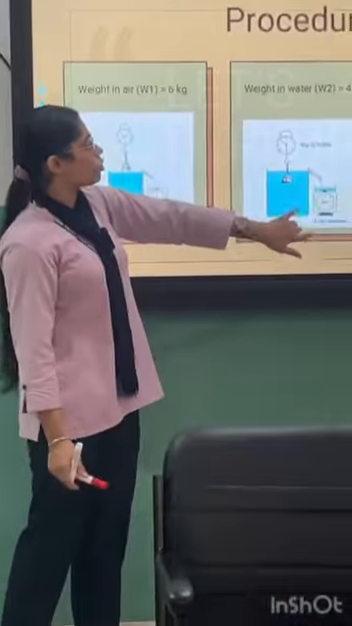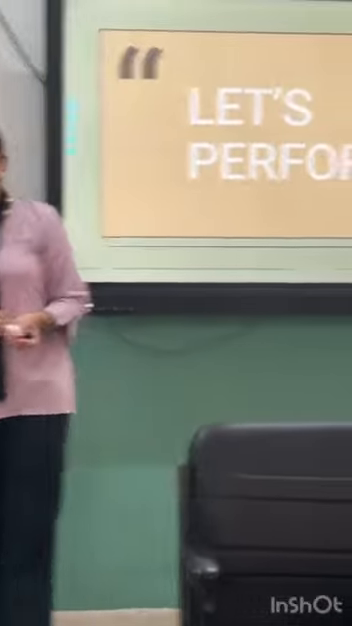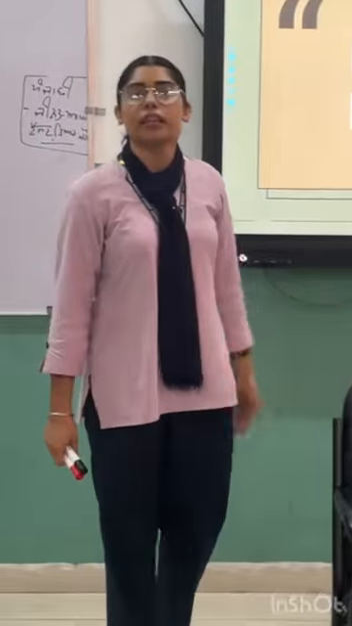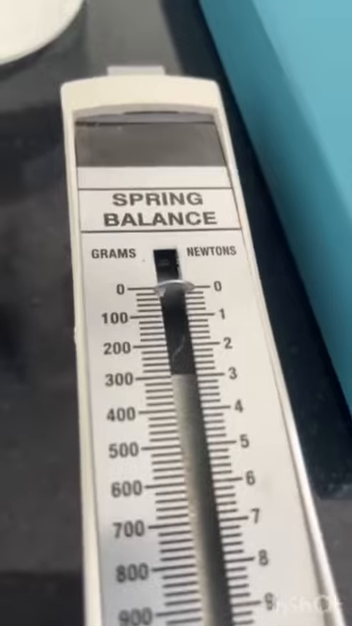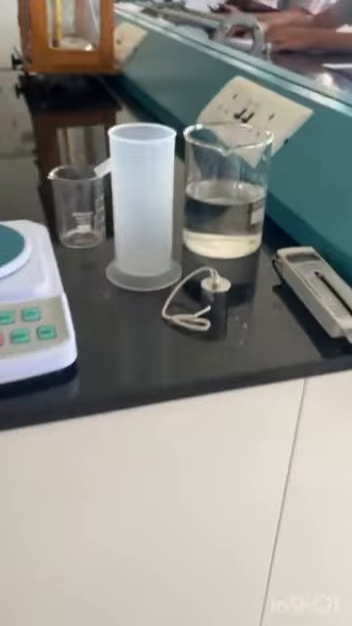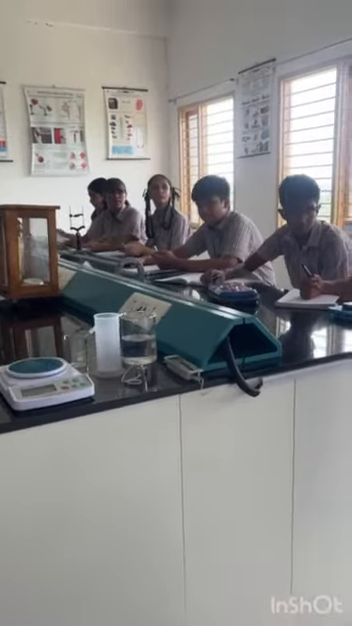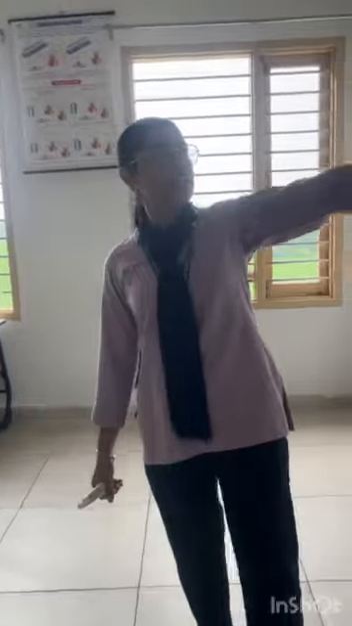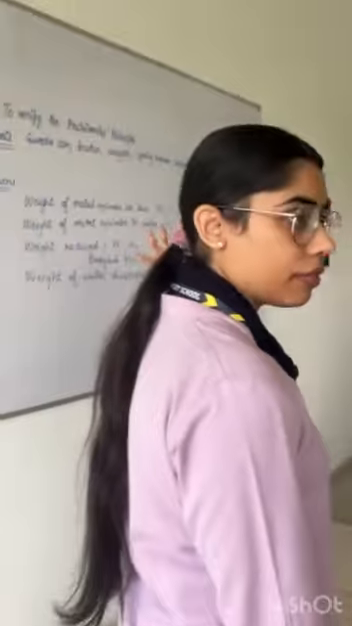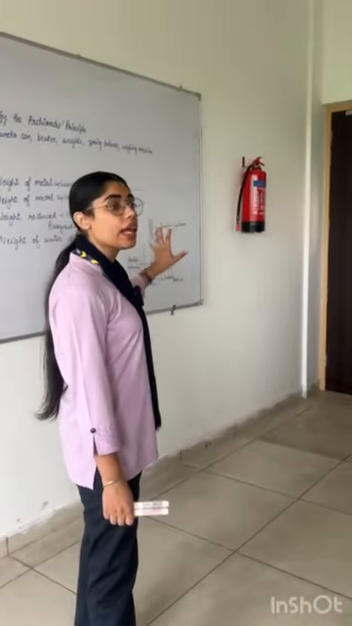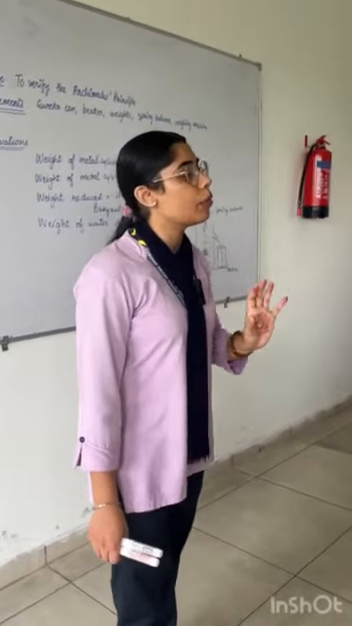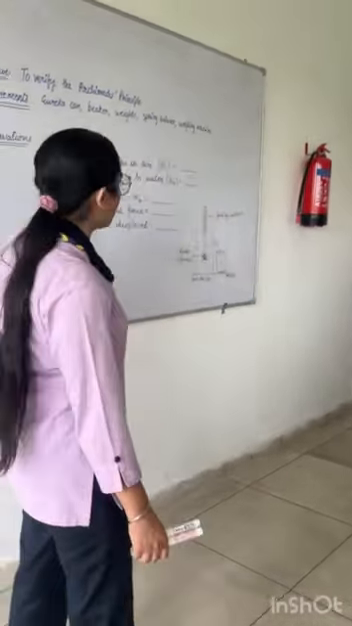So now students, let's go to the physics lab and let's perform the practical. So students, the aim of our practical is to verify the Archimedes principle. We have understood what is Archimedes principle. Now we will do it with the help of a practical, right? What all things we need?